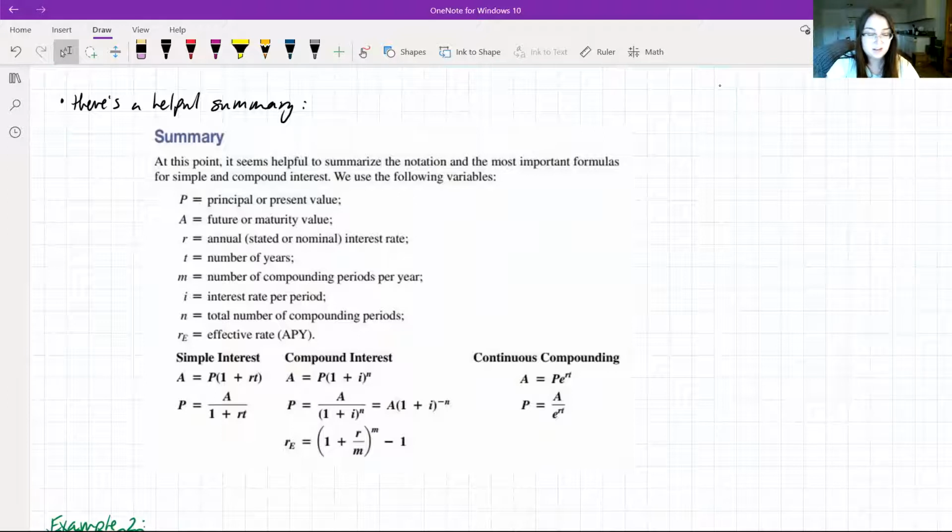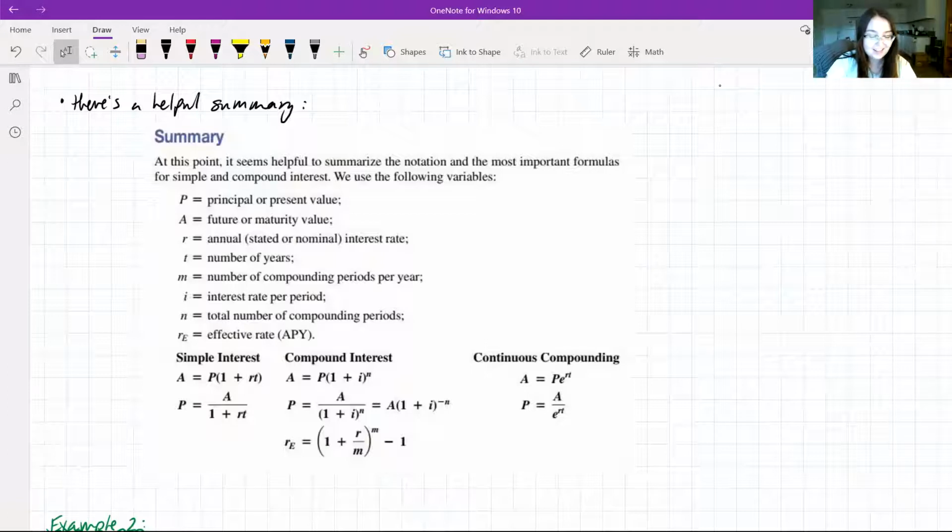T is the number of years. M is the number of compounding periods per year. So M, if it were monthly, M would be 12. Quarterly, M would be 4, something along those lines. I is going to be the interest rate per period. N is the total number of compounding periods, so that if it's monthly for 2 years, we know that's going to be 24 periods. Then we have R sub E, which is the effective rate, APY.